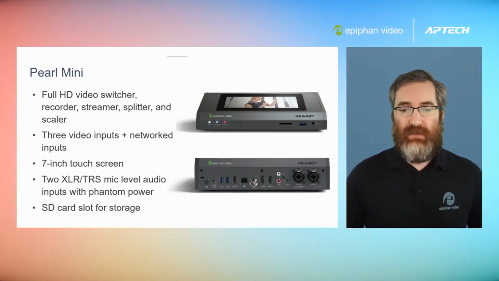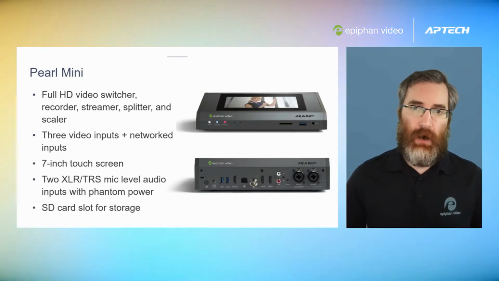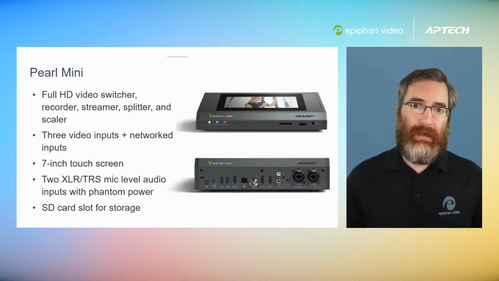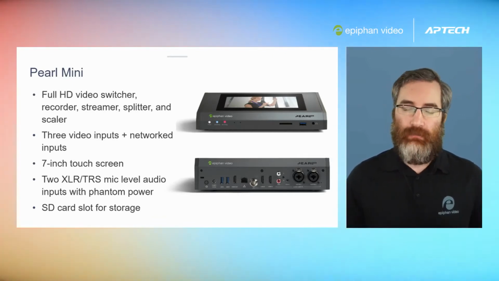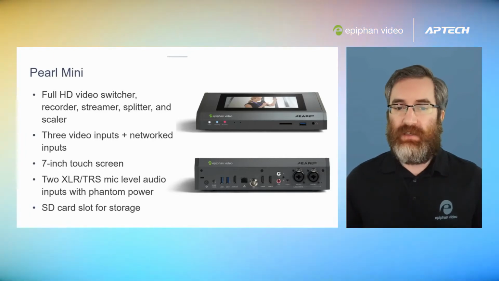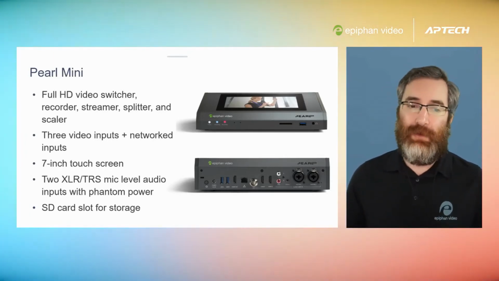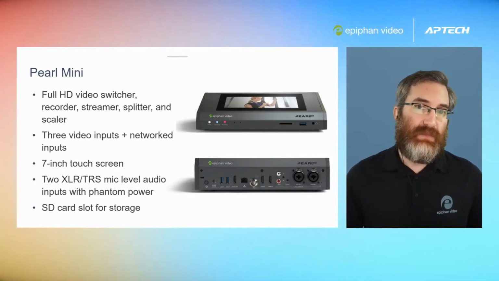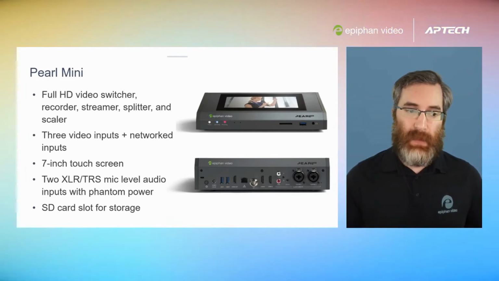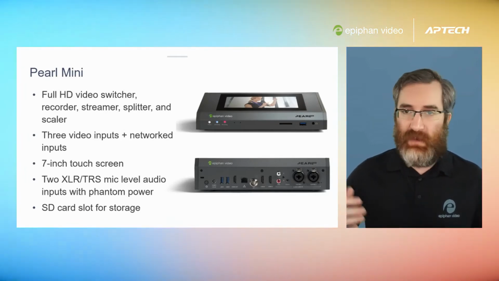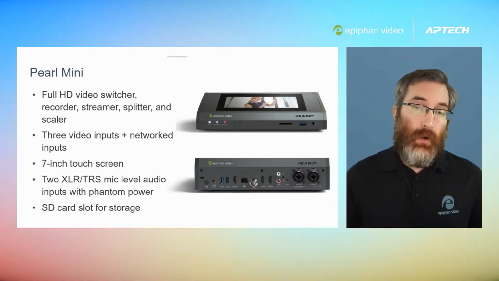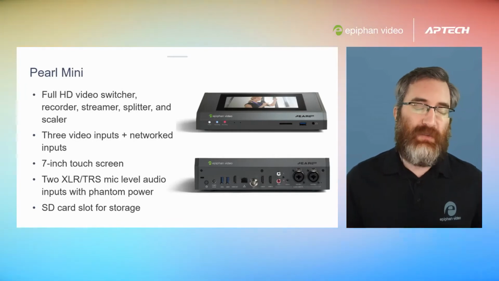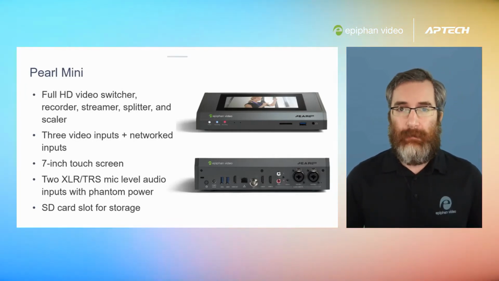From an audio perspective, of course, HDMI and SDI embedded audio is there, but we have probably the most unique analog audio options on Pearl Mini. There are two XLR TRS mic slash line level inputs that also can provide phantom power. What this means is we could use those as maybe a balanced stereo pair at line level coming from an existing audio infrastructure, or we could use them as two separate mono microphone inputs, including providing phantom power to microphones that might need that.